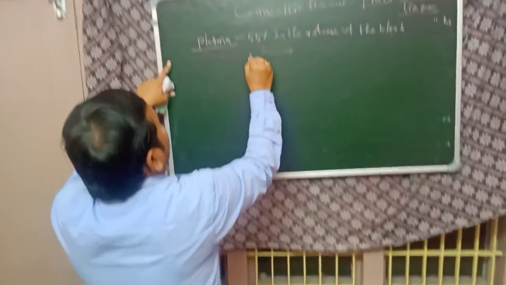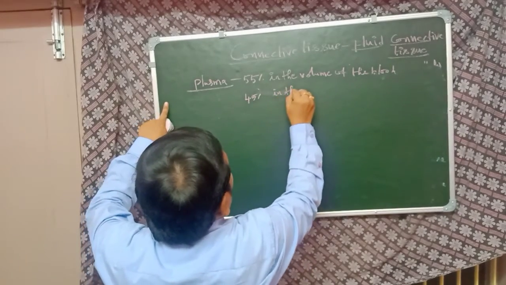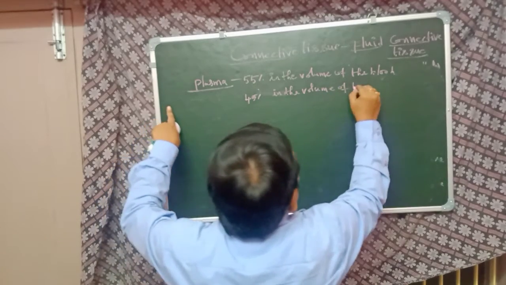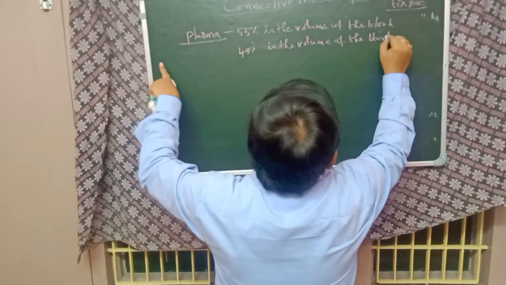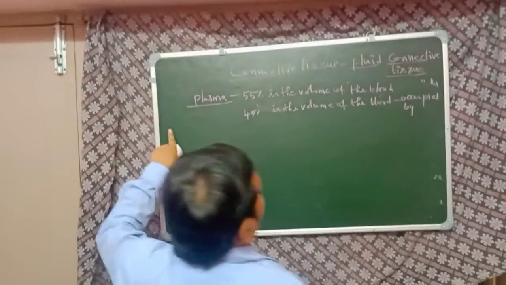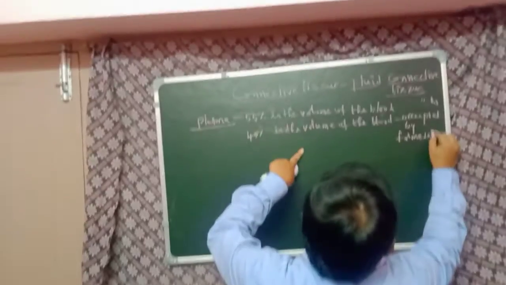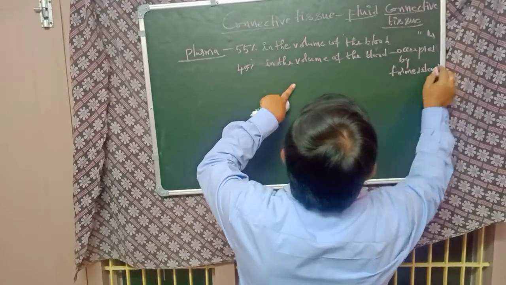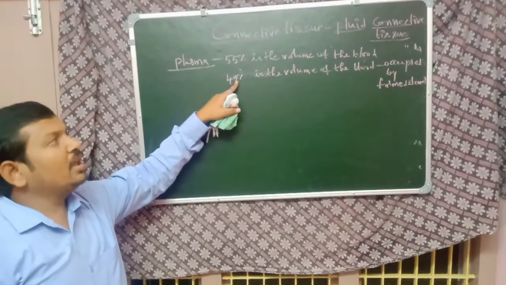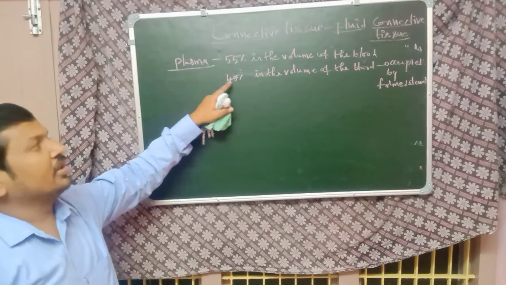And the remaining 45% of the volume of the blood is occupied by formed elements. That means in the total volume of the blood, the plasma occupies 55% and the formed elements occupy 45%.